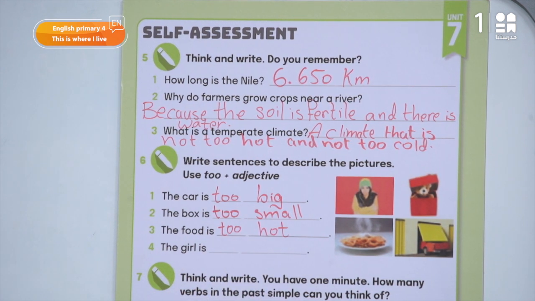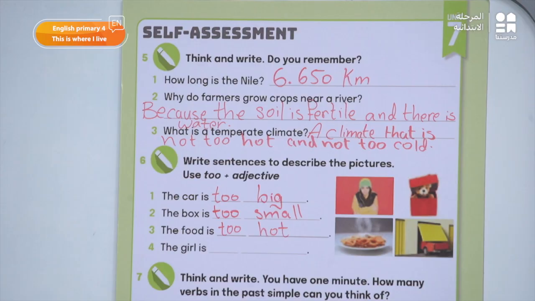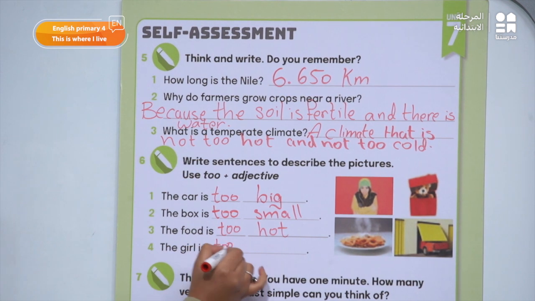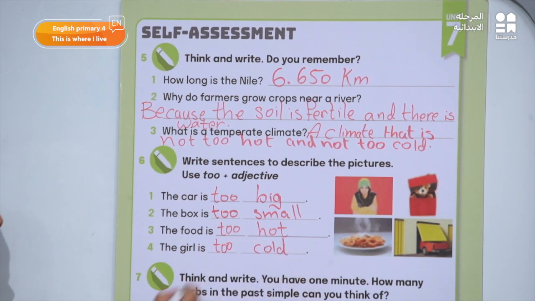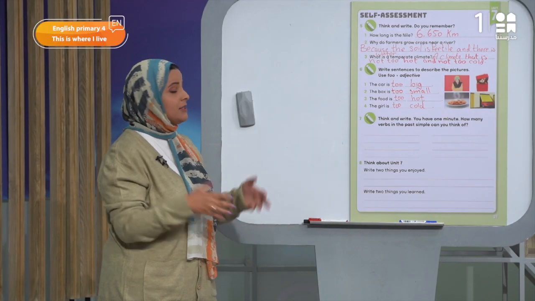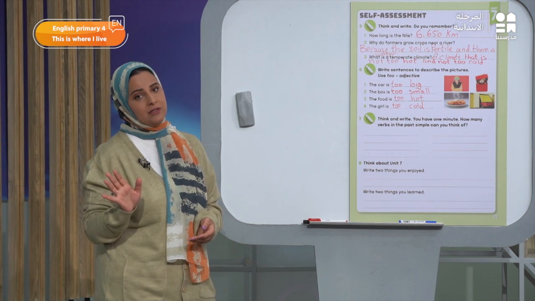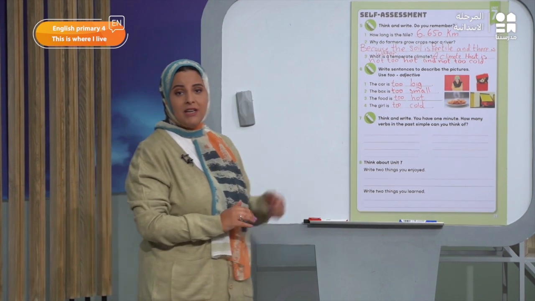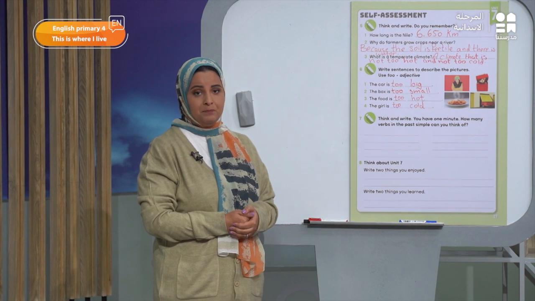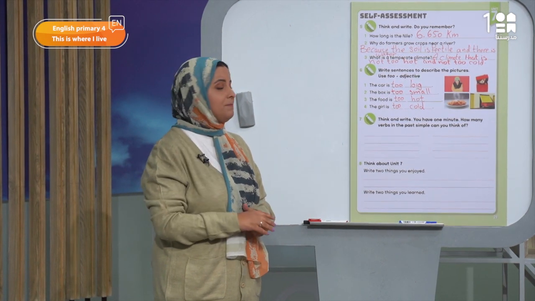Number 4, the girl is too cold. Very good. Too cold. So again, the car is too big, the box is too small, the food is too hot, and the girl is too cold. Now in exercise number 7, think and write. You have 1 minute, so only 1 minute.